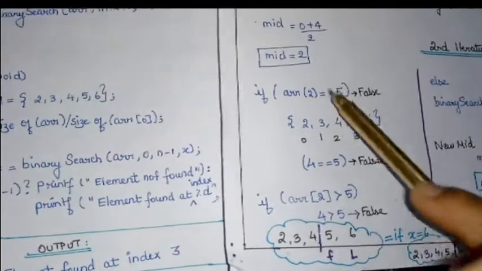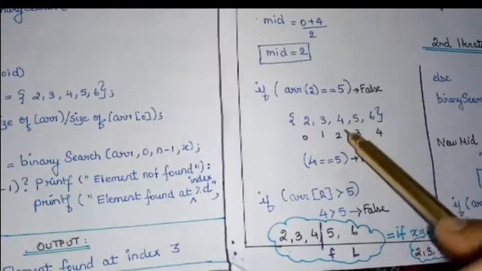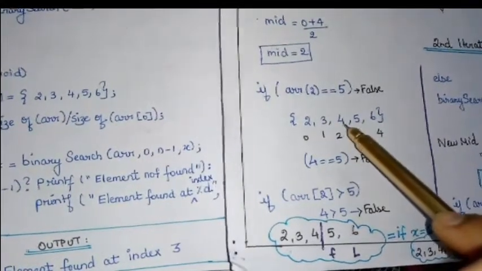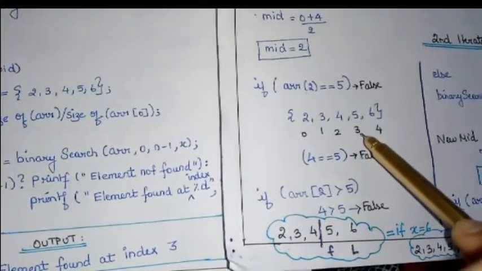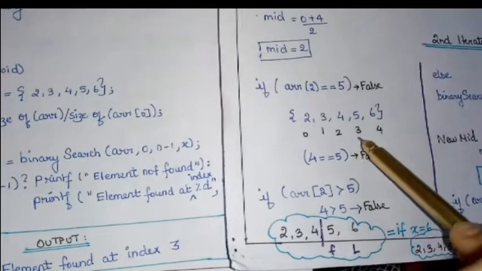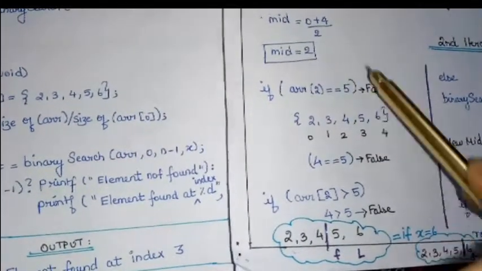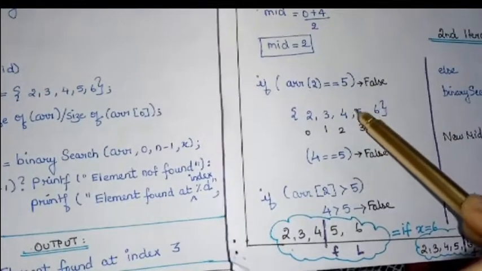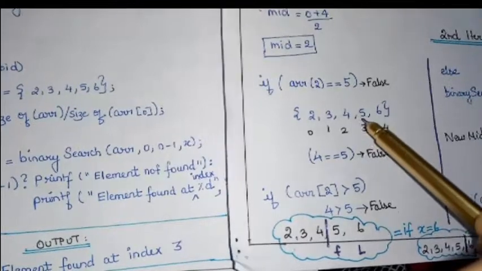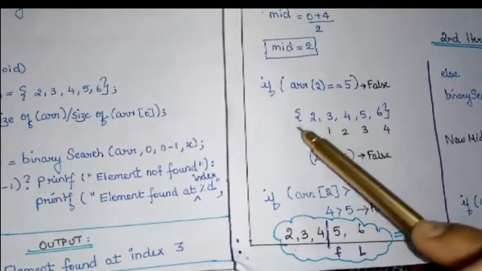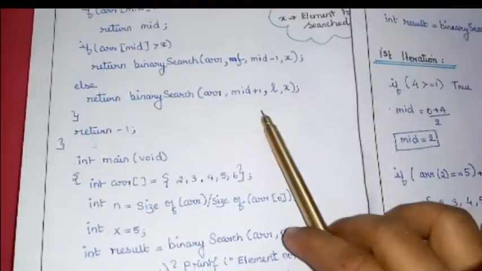So my mid is 2, is it not? So I'm just cutting off this element. So what can I do? My mid element can be, the first element in the array can be mid plus 1. Mid plus 1, which is nothing but 2 plus 1, 3. Then it is understood that my first element is 3. So this part will not be considered. Okay, that is the step for the else part.